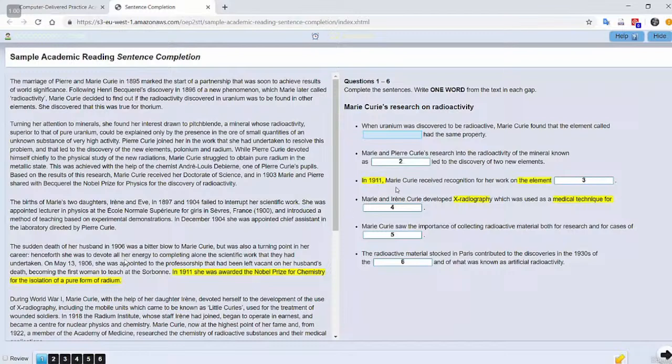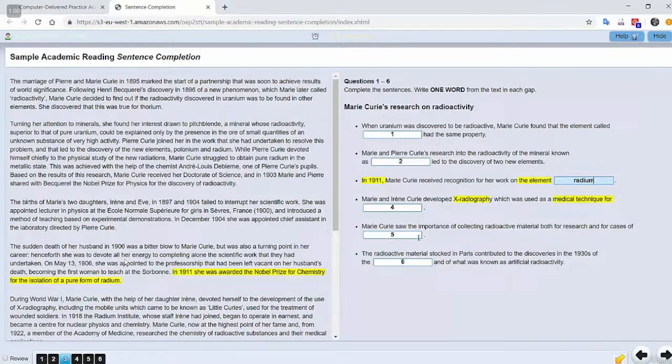Right, so in 1911, Marie Curie, number 3, Marie Curie received recognition for her work on the element. So in 1911, she was awarded the Nobel Prize. That's the recognition. Boom, boom, boom. That's recognition. Synonym language, everybody. For chemistry, for the isolation of a pure form of radium. Radium is the only element that's mentioned. That means my answer is radium. To avoid spelling mistakes, you can highlight it, you can copy it, you can paste it.